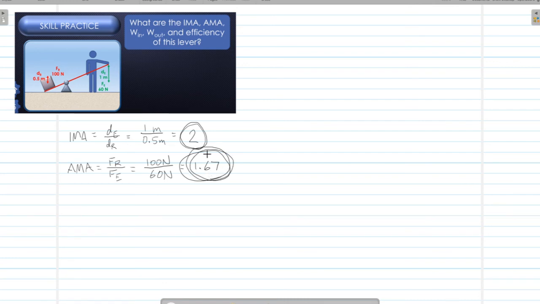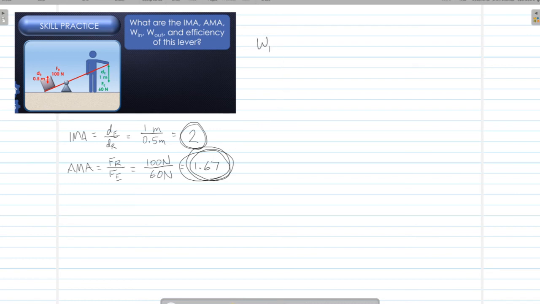Now's the time to stop and make a reality check. The AMA should be less than the IMA, and we see that that is the case, and that's exactly what we would expect. Because this lever is not a perfect machine, because it has friction and the lever will bend a little bit, that will absorb some of the mechanical advantage. The actual mechanical advantage is going to be less than the ideal mechanical advantage.